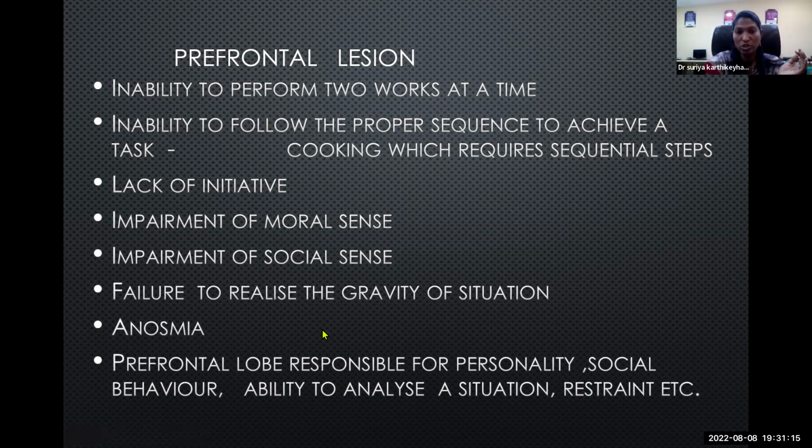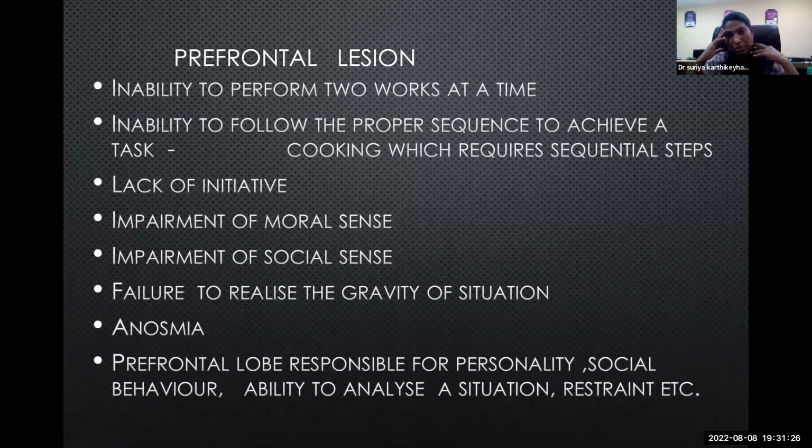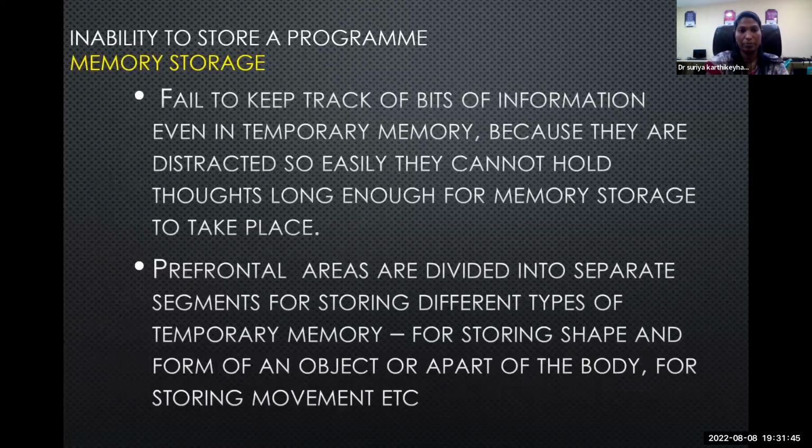There is impairment of social sense. They don't know that at this place I should not do this. Like in the ICU, they will be urinating. They are admitted in the ICU, and the frontal lobe lesion person will urinate in a public place, in front of a staff nurse. They will not have a social sense or a moral sense. They will lose everything, failing to realize the gravity of the situation, and they'll have a decreased smell. These are all things due to prefrontal lesion.